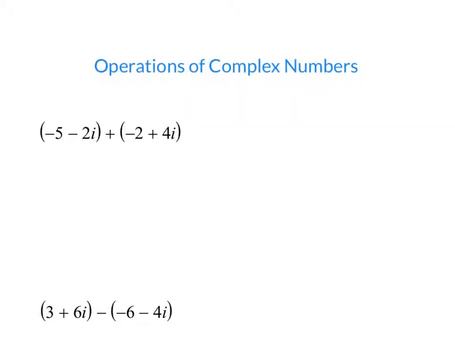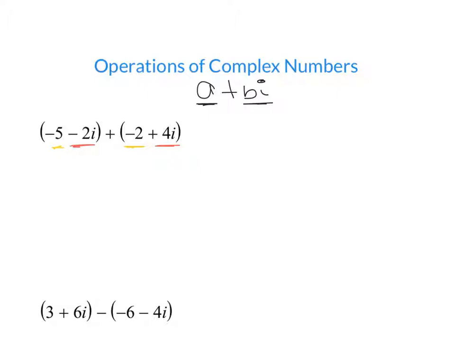Okay, in this video I'm going to go over operations of complex numbers. Complex numbers are in the form of a plus bi, where a is the real part and bi is the imaginary part. So if I look at my first example, these yellow are my real parts, and the red parts are my imaginary parts.